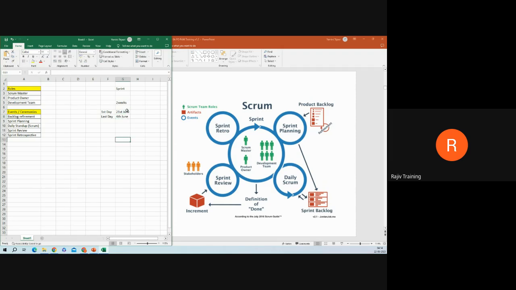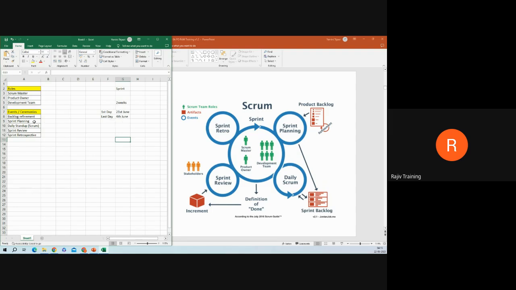For this time duration of 2 weeks, we as a team plan the work, and we as a team execute that plan in these 2 weeks. Making sense of what a sprint is? First day of the sprint, last day of the sprint.